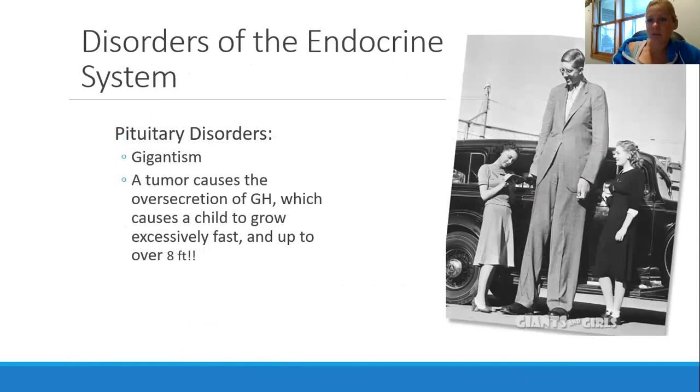A couple different disorders to make mention. This one I think is awesome. This is gigantism. If I have a tumor in my pituitary, it can cause oversecretion of growth hormone, which can cause a child to grow really, really fast. If I'm producing too much growth hormone, I can grow super tall, up to 8 feet tall. How awesome would that be? How good would you be at sports? Well, maybe not, because you wouldn't be coordinated. I don't know. I think that would be fun. I'd be down with having that. So that's what gigantism is.